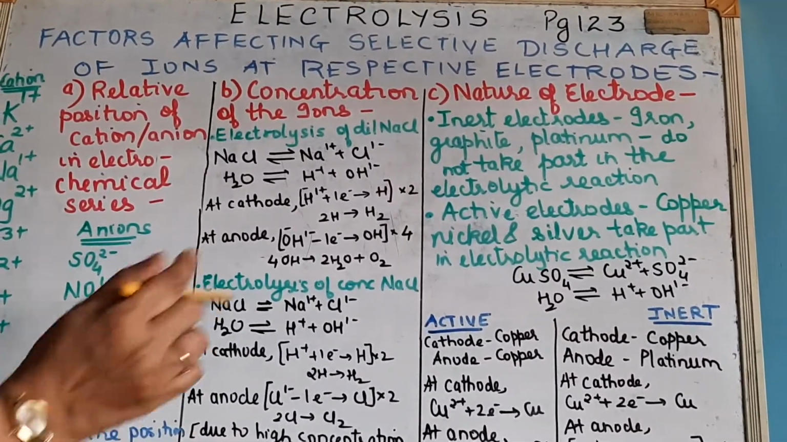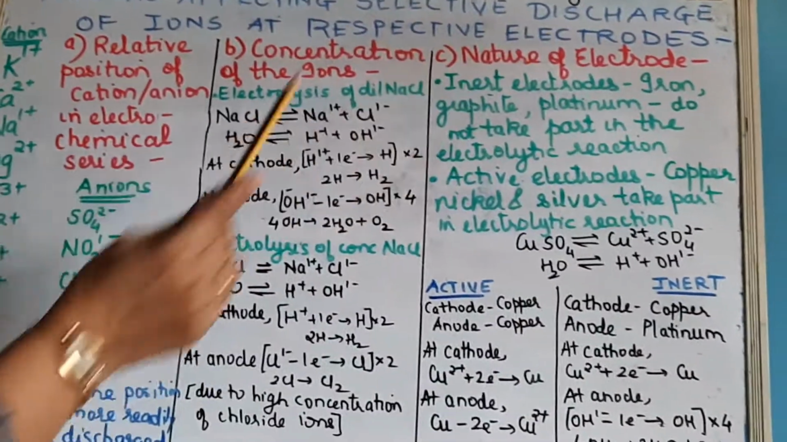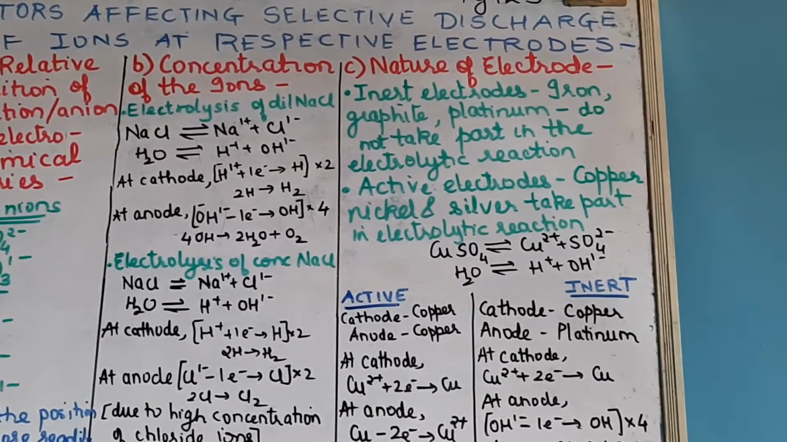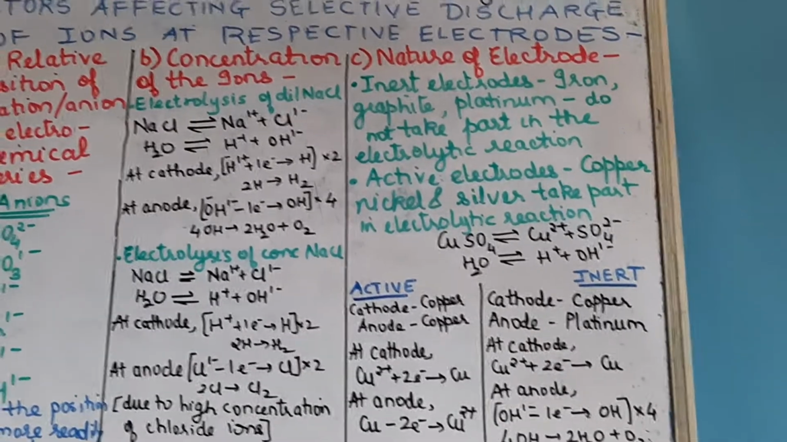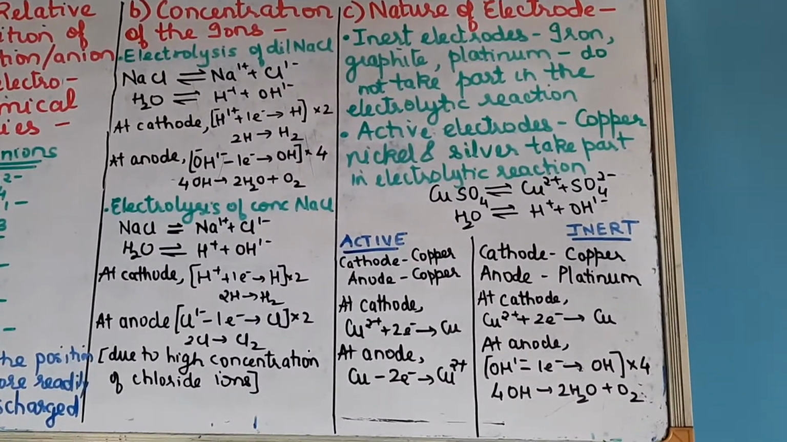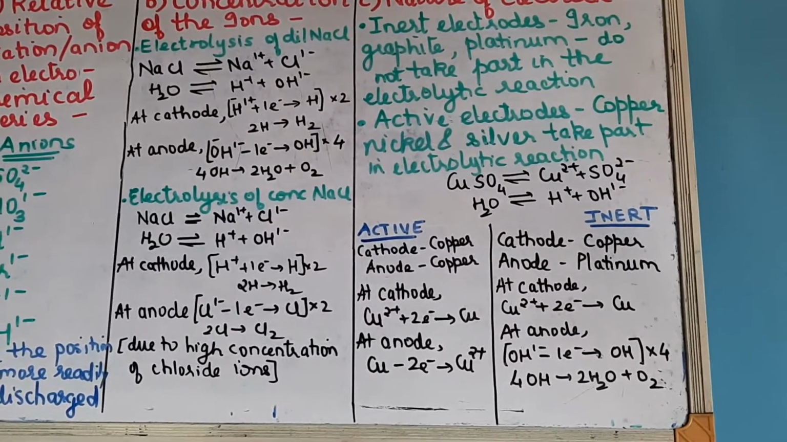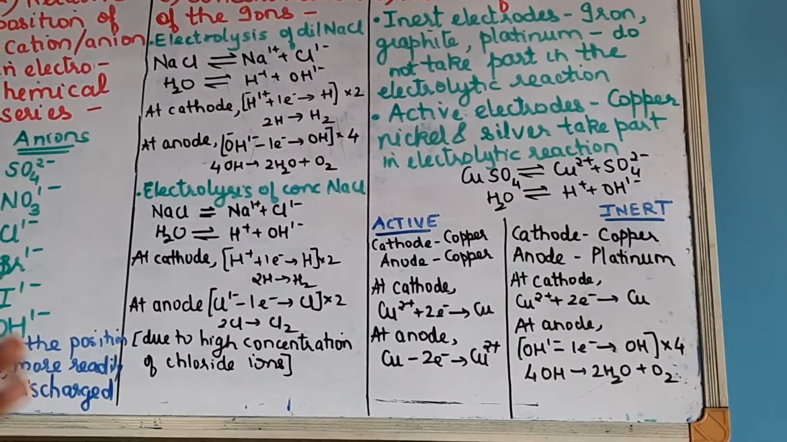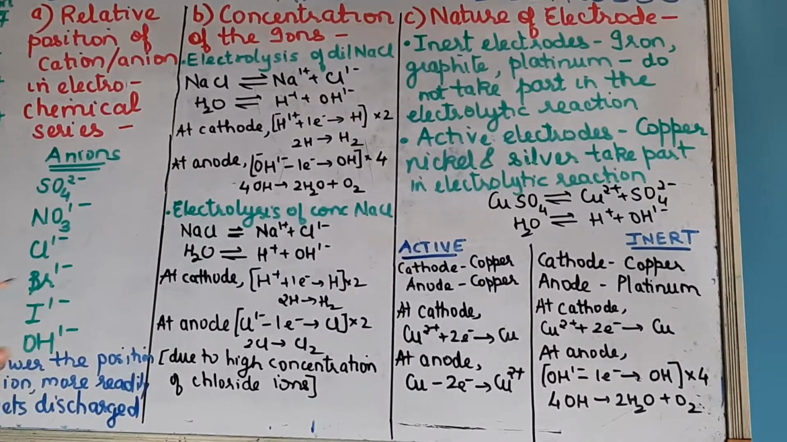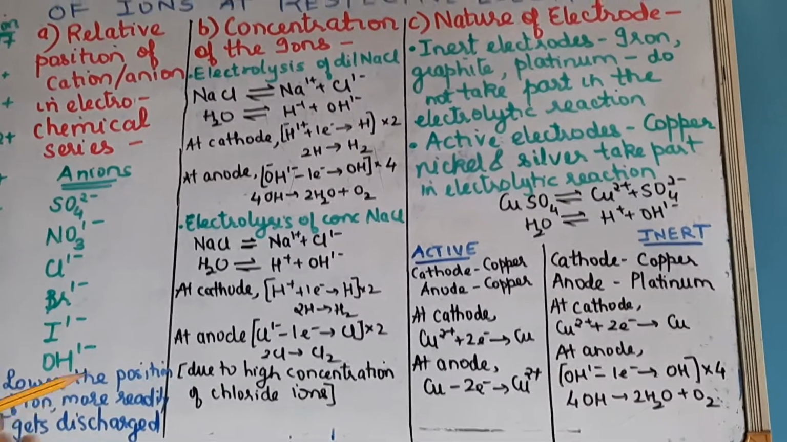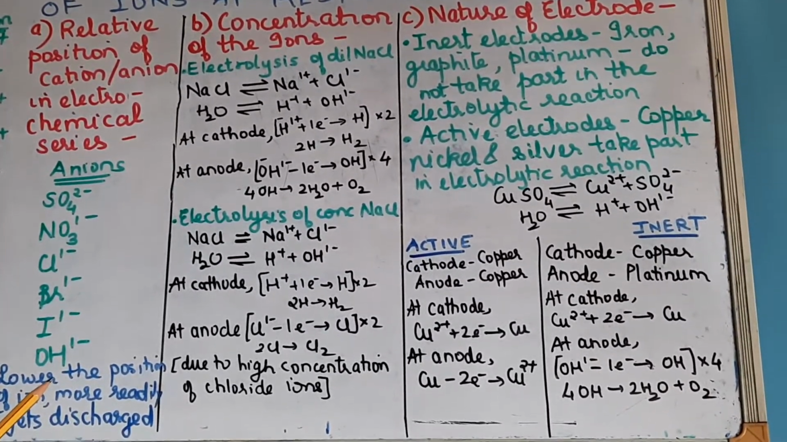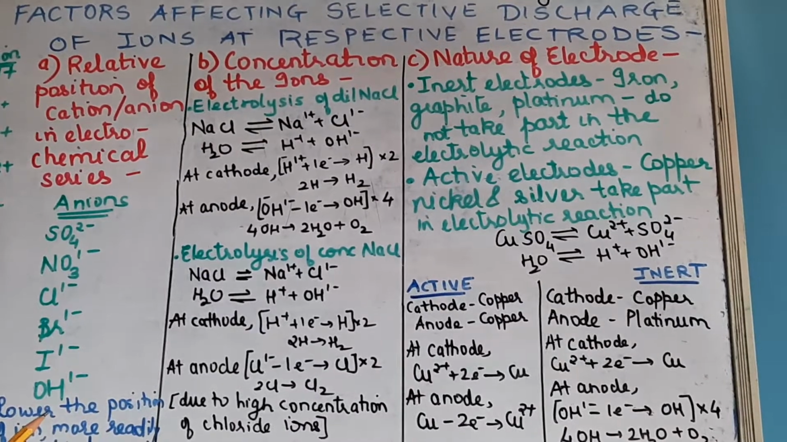Now the third factor, as you can see here, nature of the electrode. Now there are mainly two types of electrodes. One is called the inert electrode and the other is called the active electrode. Now inert electrode, as you are aware, inert means what? Will not react. You are aware of inert gases, noble gases, right? So here also inert means it is not going to take part in the electrolytic reaction. Inert electrode means it does not take part in the electrolytic reaction.